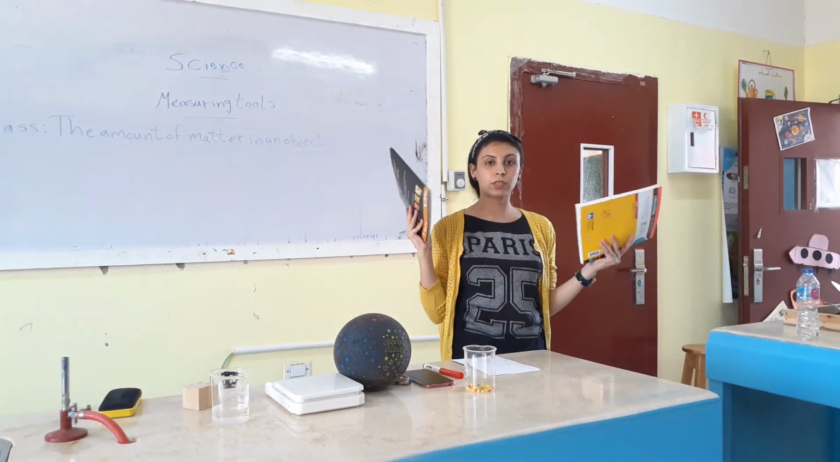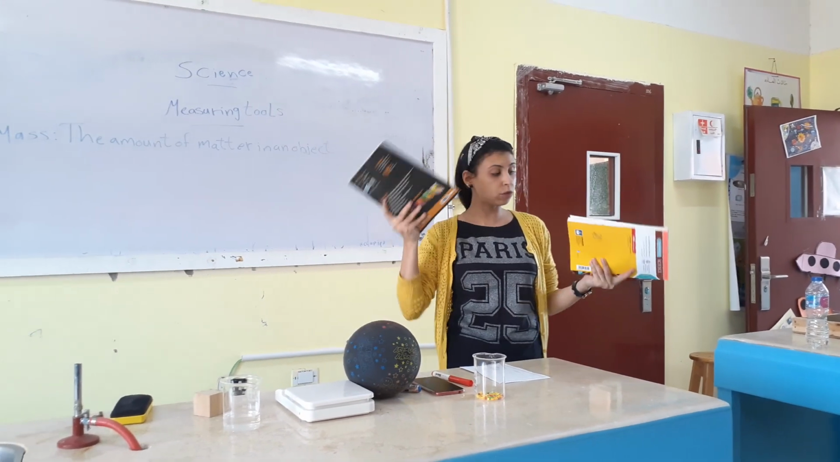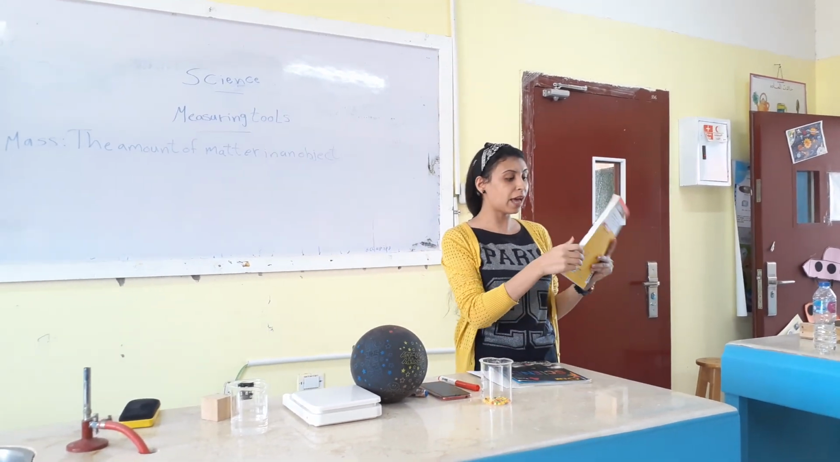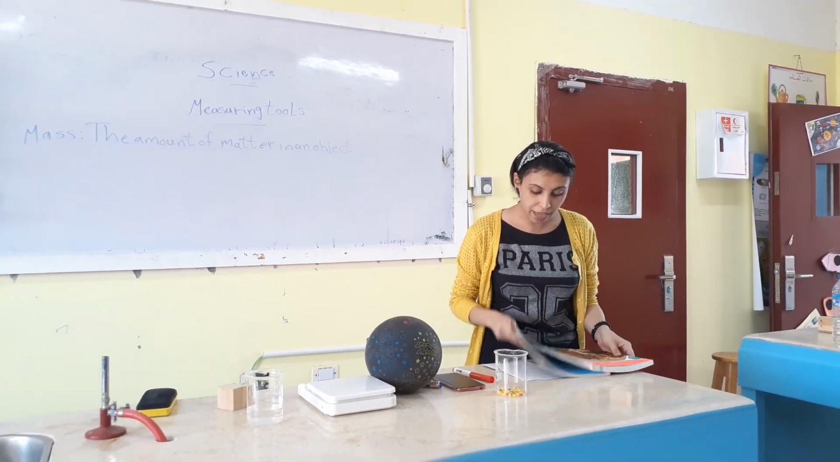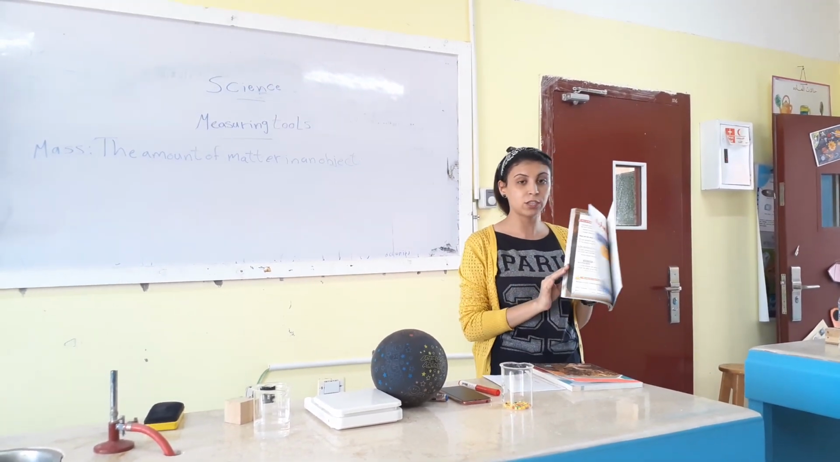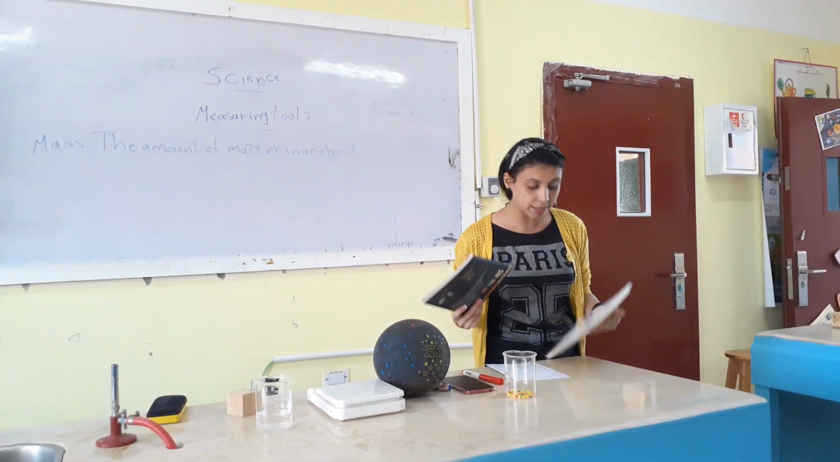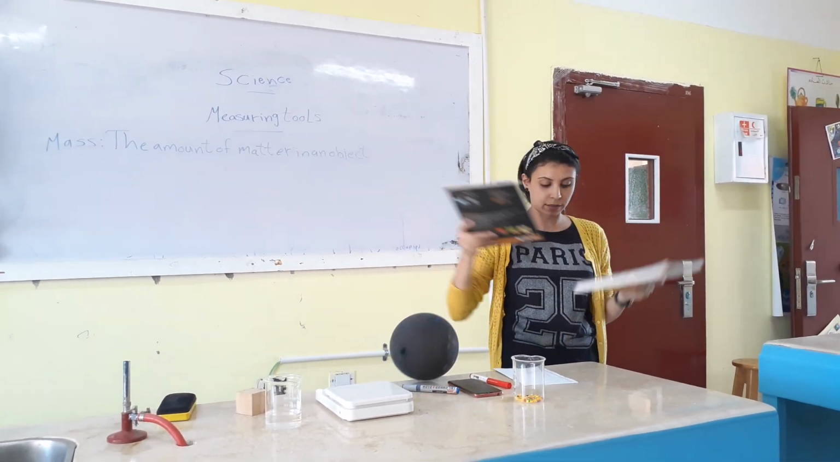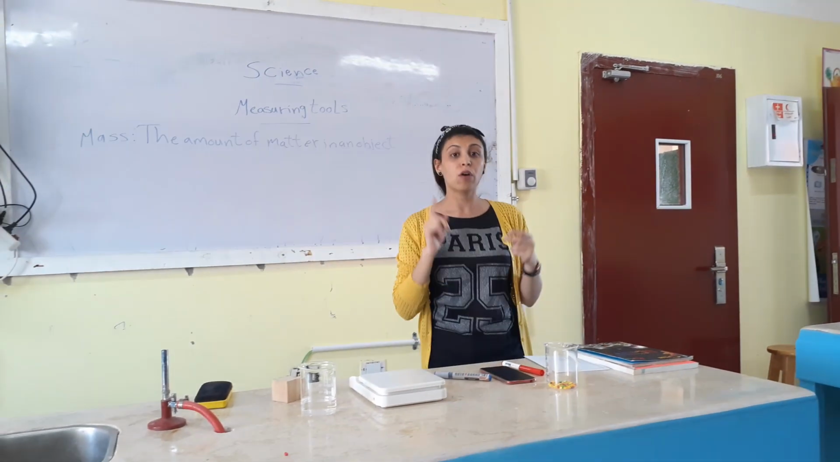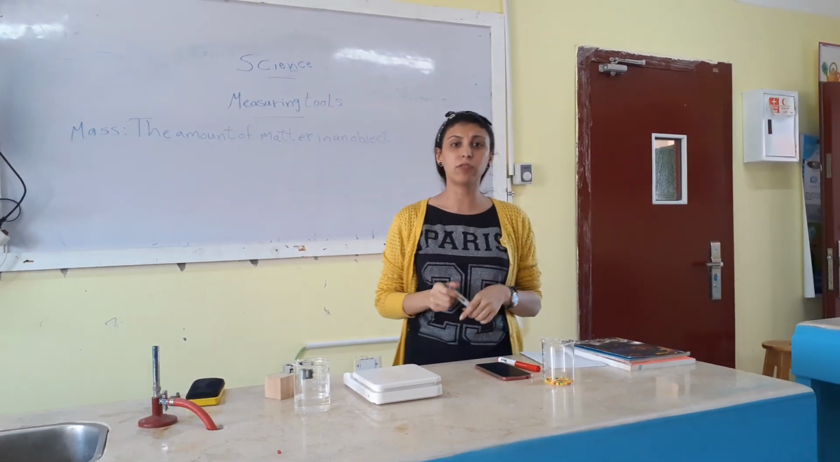We have two books. What is the difference between the two books? The amount of pages in this book is more than the amount of pages in this one. So the mass of this book is more than the mass of this one. Okay. Number two, volume. What is the meaning of volume?